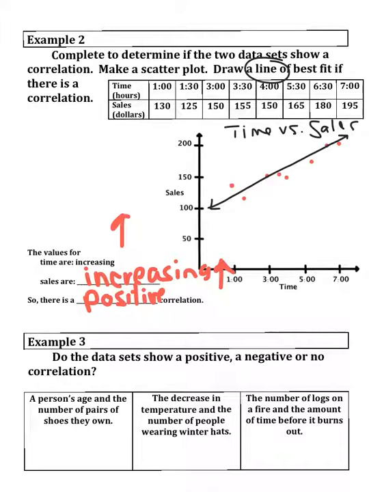So for that reason, I don't think we can actually determine if there's a correlation here. So we would say no correlation between a person's age and the number of pairs of shoes they own.